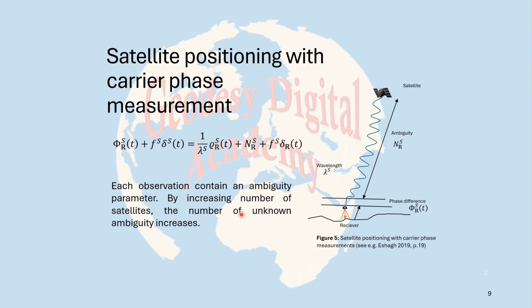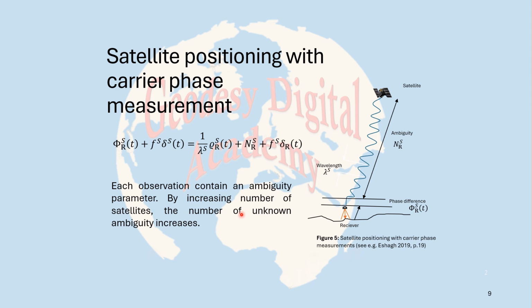We can solve this ambiguity parameter by measuring the phase differences between satellite and receiver in several epochs. For example, I have 4 satellites. If I have 4 satellites, I have 4 extra unknown parameters for the ambiguity, and I already have 4 parameters for the receiver clock error and the position, which has 3 parameters. So therefore, I have 8 unknown parameters to estimate. 4 satellites is not enough.